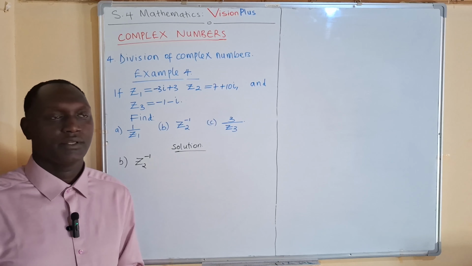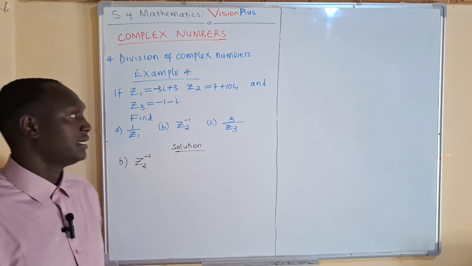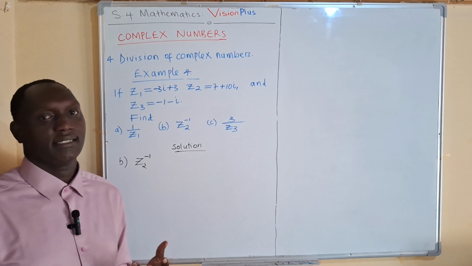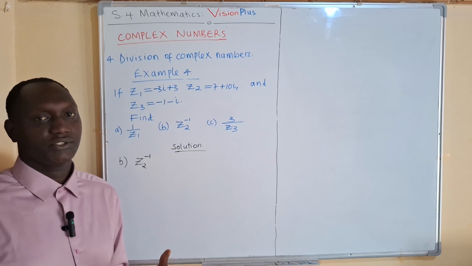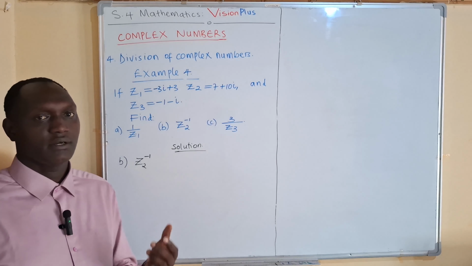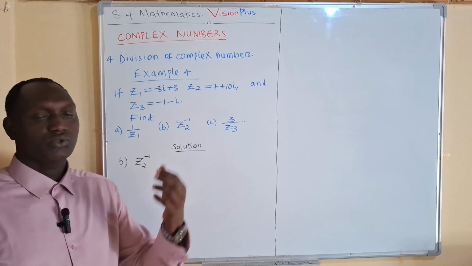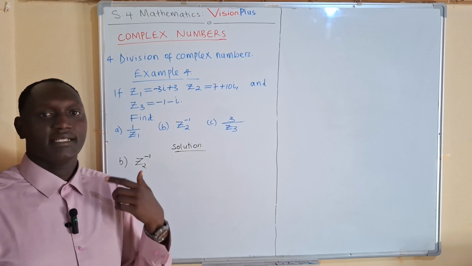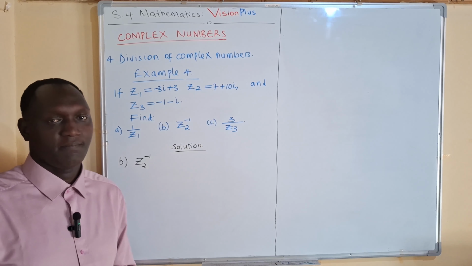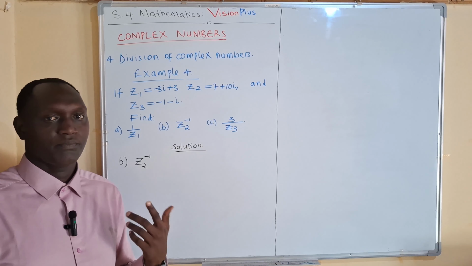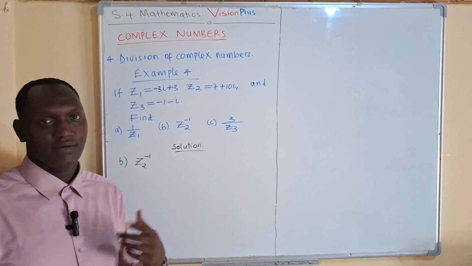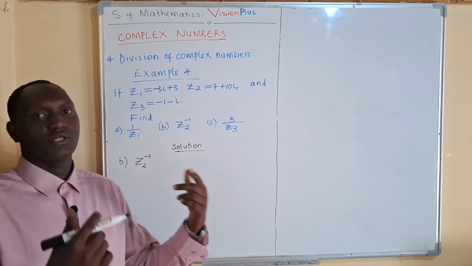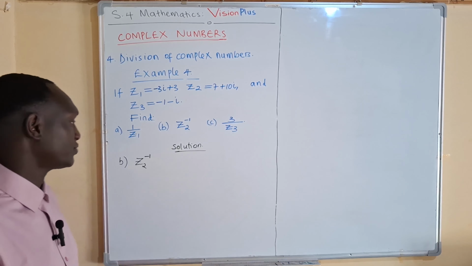And from your indices, you know that if a number or an expression is moved from the numerator to the denominator, its power changes. I mean the sign of its power changes between positive and negative. Even when you are carrying it from the denominator to the numerator, its sign also changes.